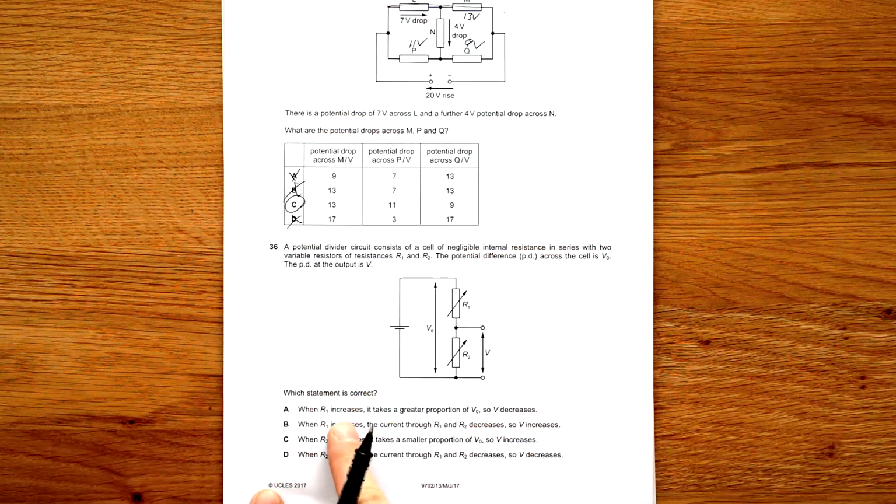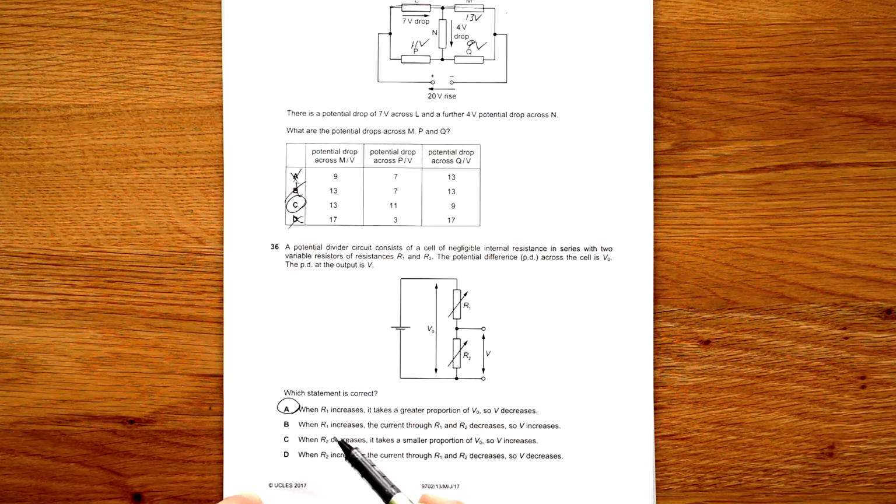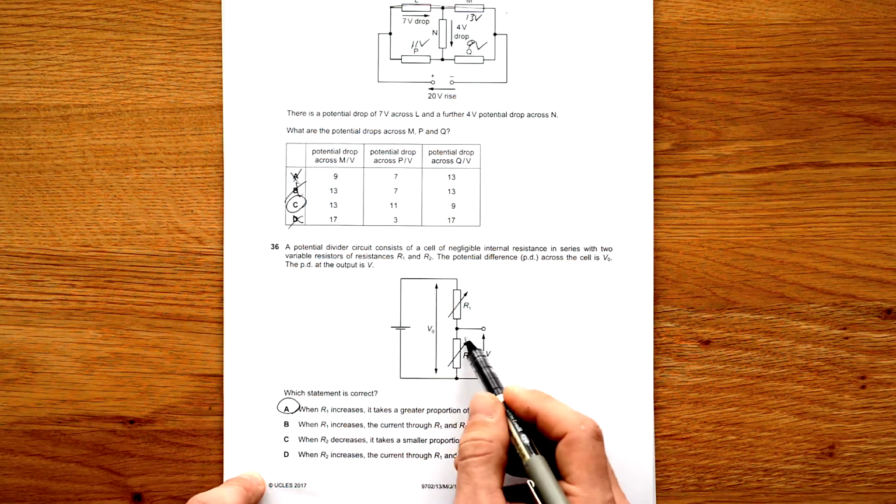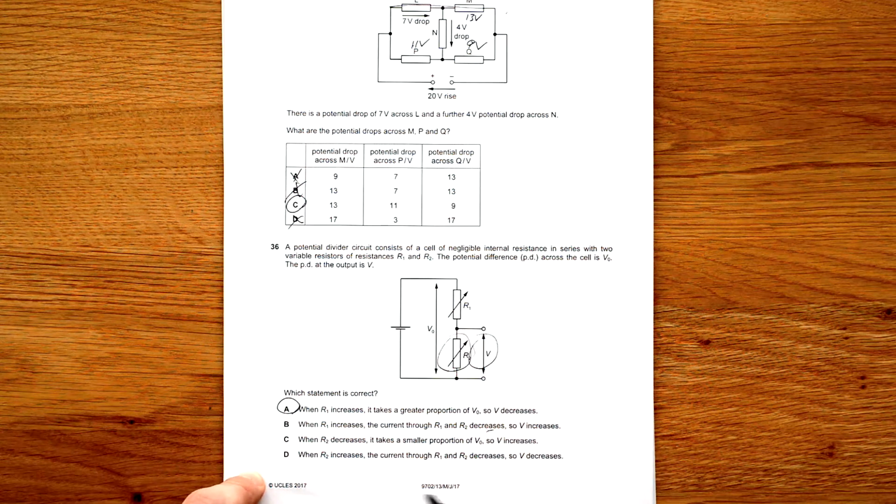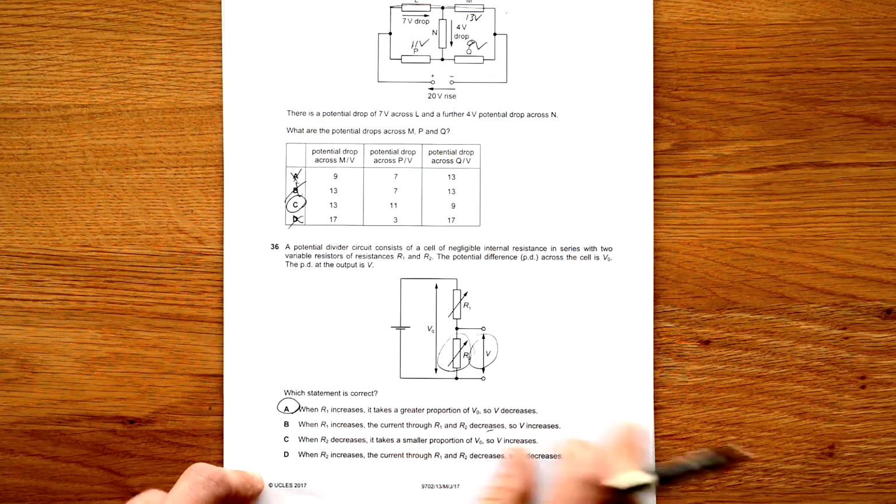36, potential divider. Which statement is correct? A: When R1 increases, it takes a greater proportion of V0, so V decreases. Yeah, we know that's correct. Let's just check the other ones. B: When R1 increases, the current through R1 and R2 decreases, so V increases. That's just the opposite of A. C: When R2 decreases, it takes a smaller proportion of V0, so V increases. No, whatever happens to the PD across R2 has to happen to V as well. D: When R2 decreases, the current through R1 and R2 decreases, so V decreases. No, again, they're doing the opposite. They have to be doing the same thing PD-wise.